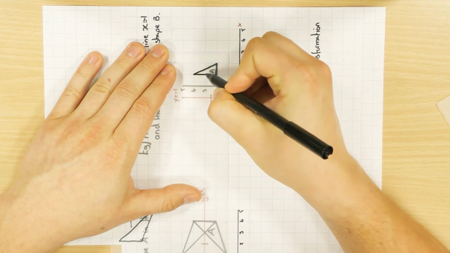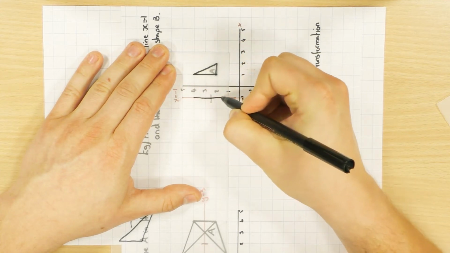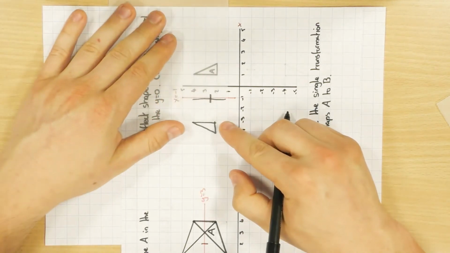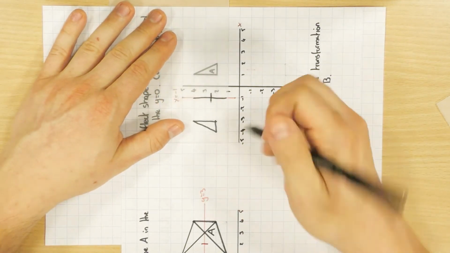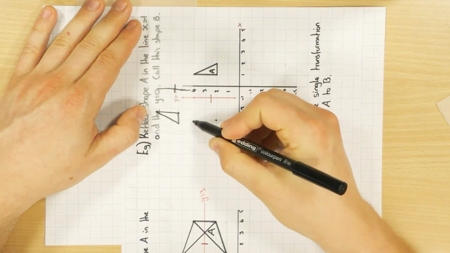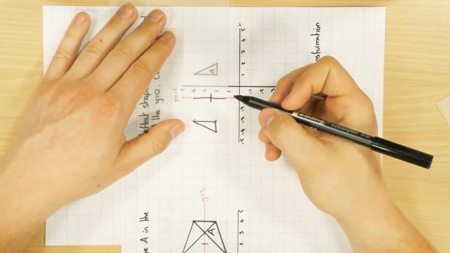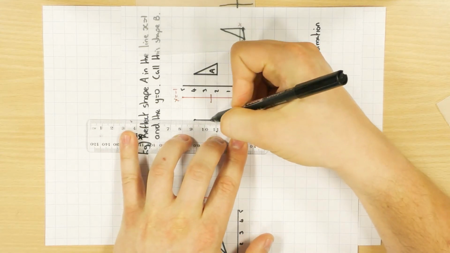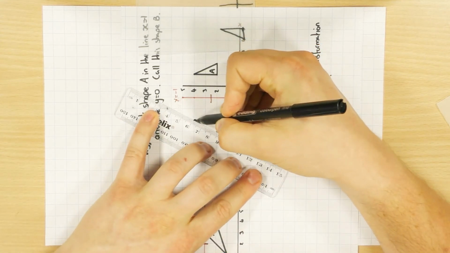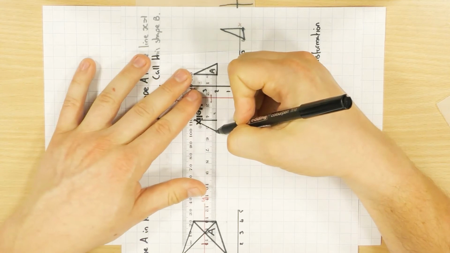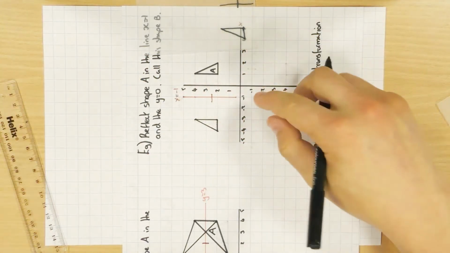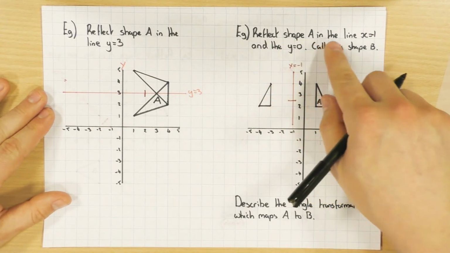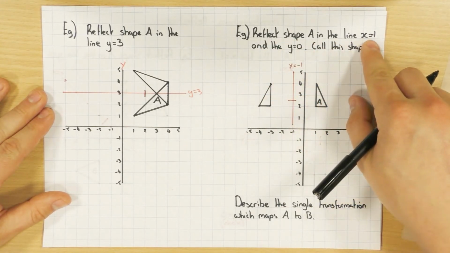Quick sketch of my shape and the mirror line and my mark. Flip it over. And it's going to be there, there, and there. Just double check. 100%. Lovely job. So ruler, ruler, ruler. Okay, so there's the first bit done, where I've reflected the shape A in line x equals -1.